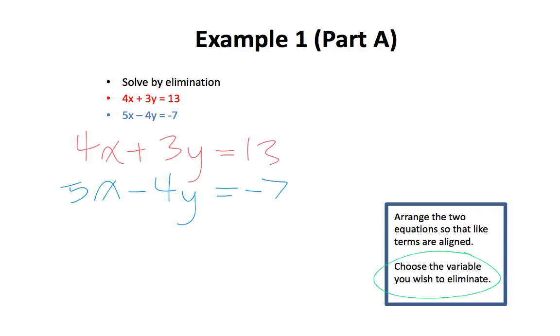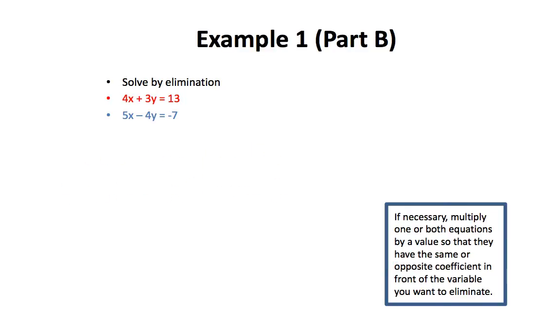I'm going to arbitrarily choose a variable of x. You can choose a variable of y if you want. Next, if necessary, multiply one or both equations by a value so that they have the same or opposite coefficient in front of the variable you wish to eliminate.